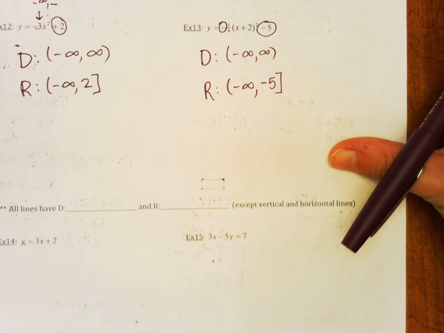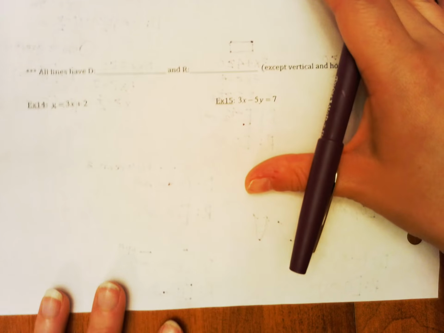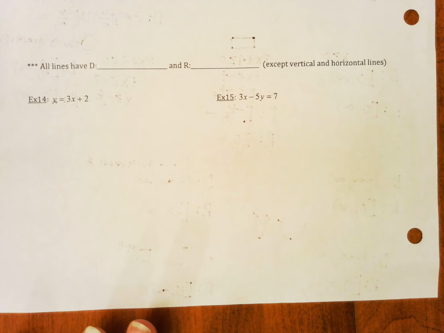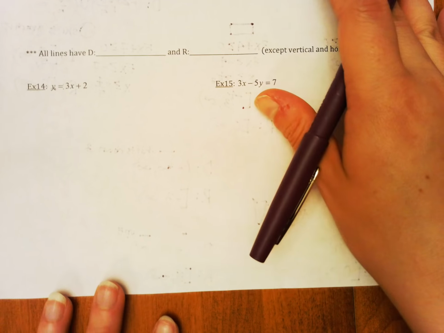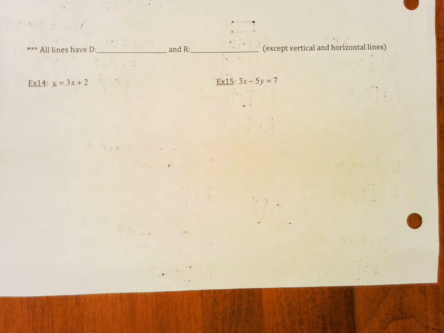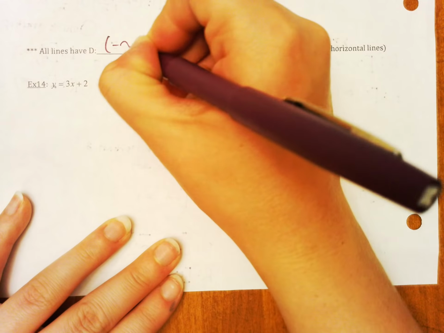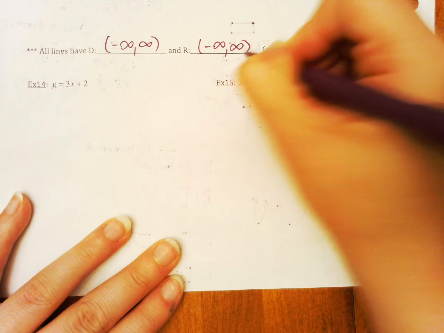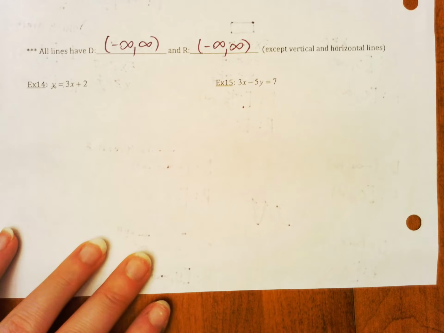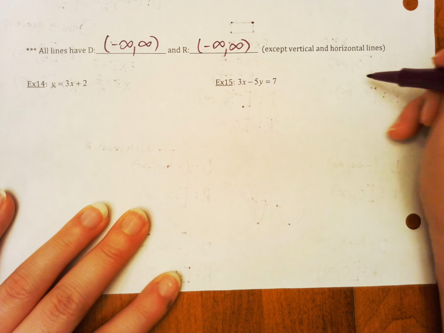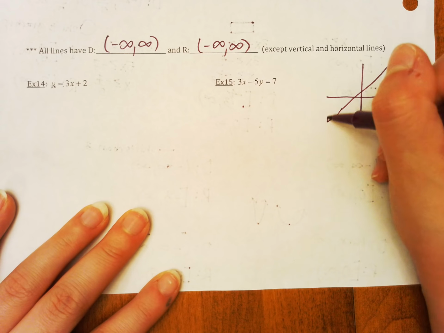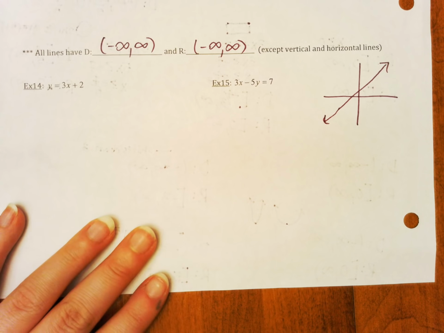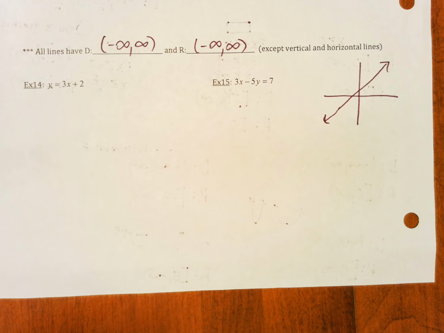Okay, last little part for today is talking about linear equations, all linear functions that we look at. All lines have domains of negative infinity to infinity, and they all have ranges of also negative infinity to infinity, except for vertical and horizontal lines. So I'm going to draw you a picture real quick of any line. It should make sense that this thing has a range and a domain of negative infinity to infinity.